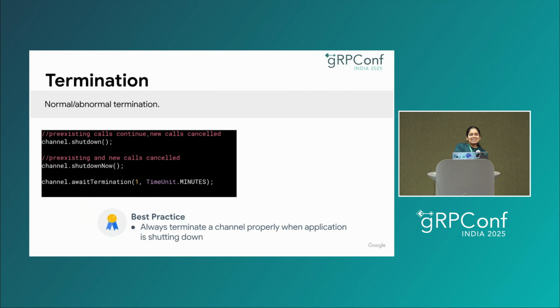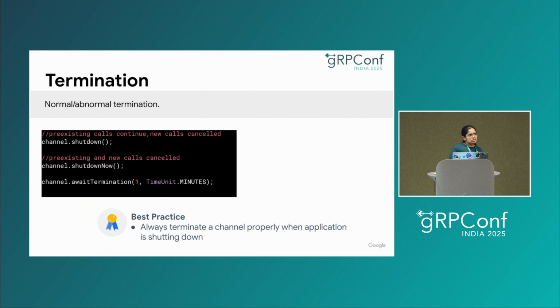It's important to terminate a gRPC channel properly when your application is shutting down. You can initiate a graceful shutdown using the shutdown method, which will reject any new calls but allows the in-flight RPCs to finish.